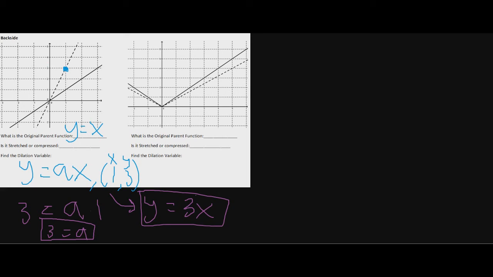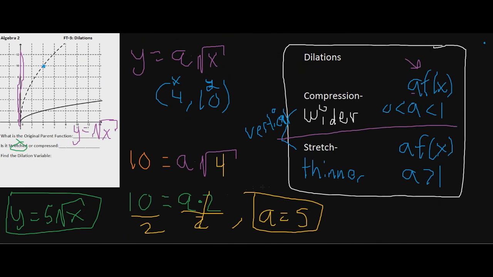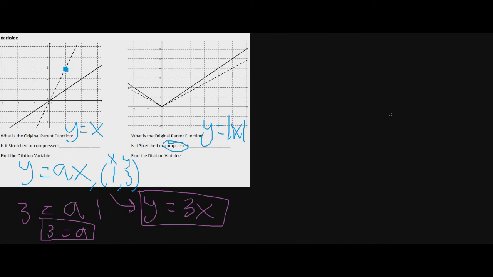Here in this next one, we have y is equal to the absolute value of x. We can tell it's compressed because if you notice from the dark line to the dotted line, it's getting wider, which is what we said here. So we know the number should be between 0 and 1. All right, so I'm going to go ahead and write the equation up here. y is equal to a times the absolute value of x.